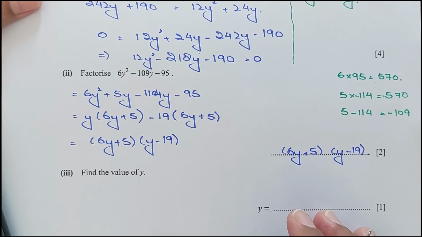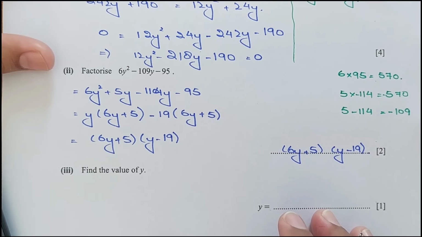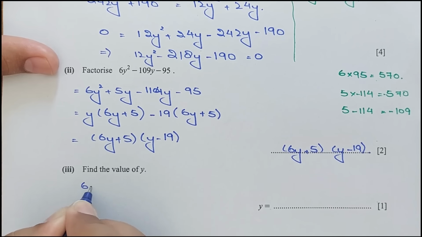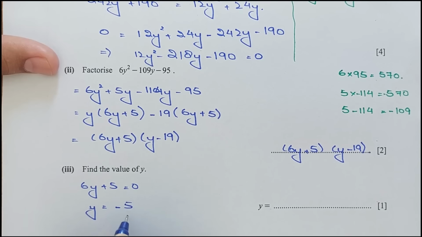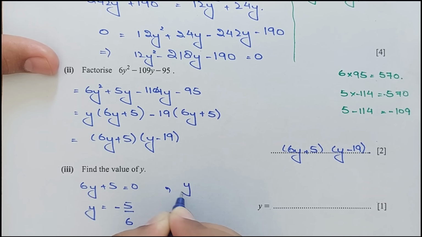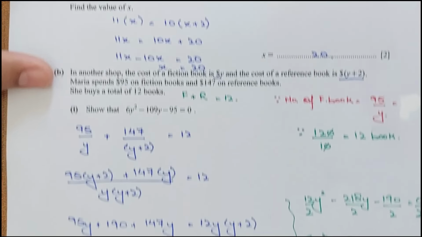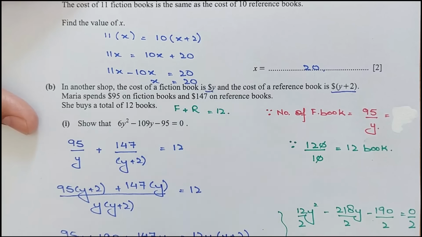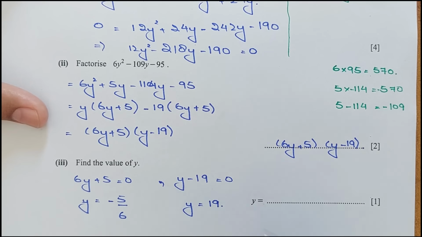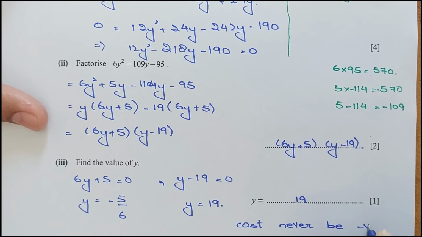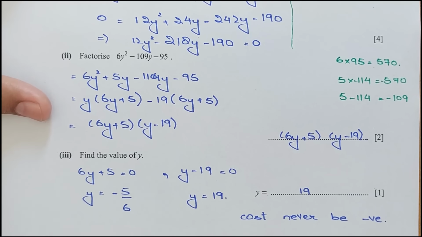Alright, now for part 3, find the value of y. We have to solve for y. So we can say 6y plus 5 equals 0, and from here y equals negative 5 out of 6, and the other, y minus 19 equals 0, and from here y equals 19. So which value of y are we using? As you can see, y is the cost, so cost can never be negative. So we are not using the negative one, we are using the positive one, because cost is always a positive quantity.